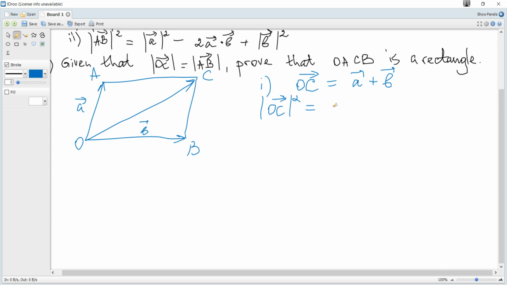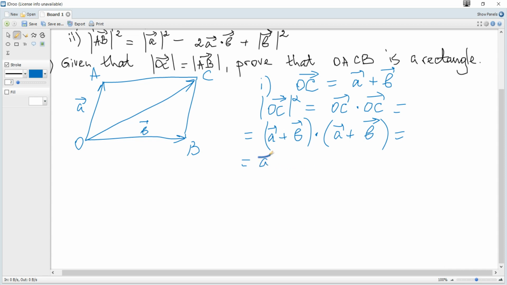So we can write that it's OC dot OC, and hence it becomes a plus b dot a plus b. And similarly to usual multiplication, we can expand it, but instead of just multiplying, we use the dot product. So it becomes a dot a plus b dot a plus a dot b plus b dot b.